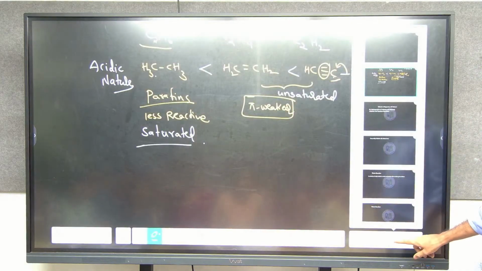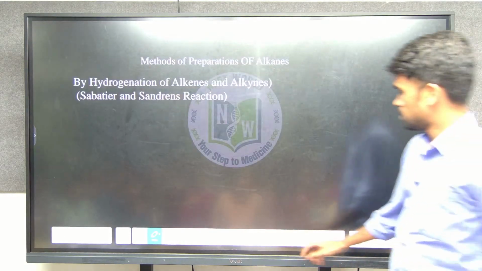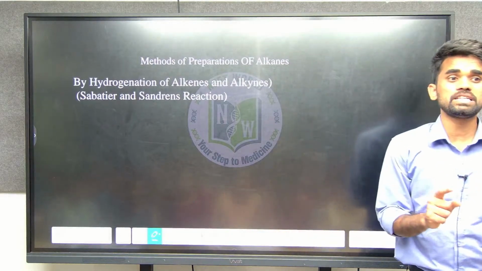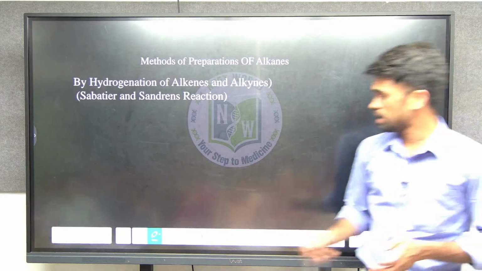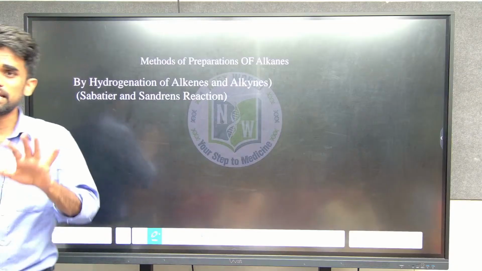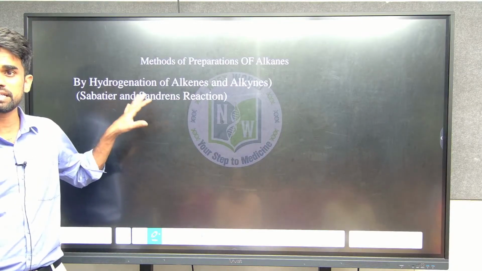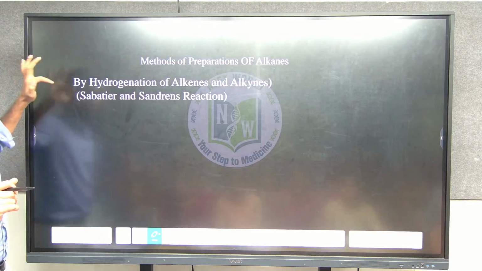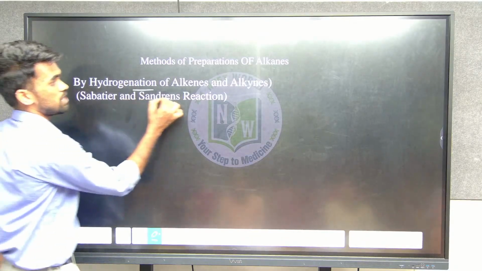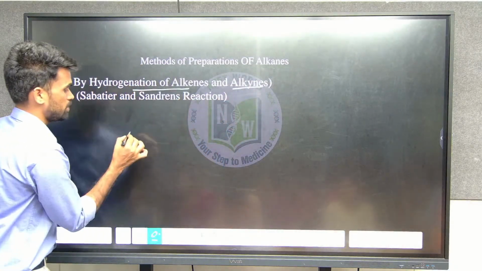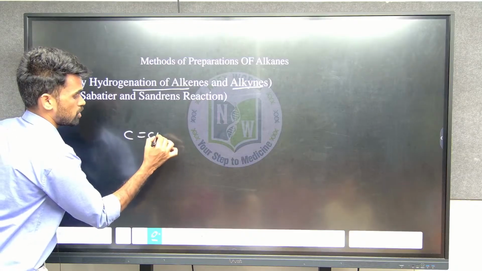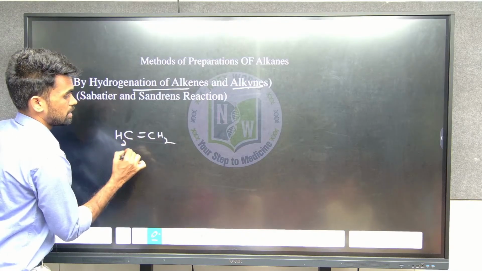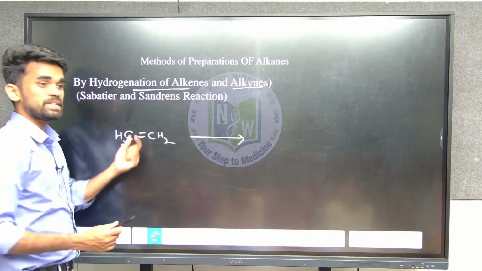Okay. So first one is preparation of alkanes. See, all these are very important. Just try to follow me. First one is, what is the process? Hydrogenation of alkenes and alkynes. It means there is a CC double bond like this. What do I want? With respect to this, I want the alkane.